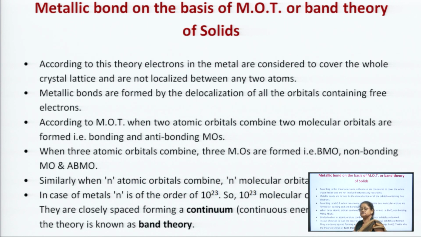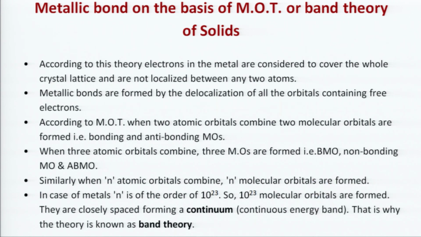Now according to this theory, the electrons in the metal are considered to cover the whole crystal lattice and are not localized between any two atoms only. Now, this can very well be understood, because in case of metals, the moment a little bit of energy is given, even energy from the visible radiation, these electrons very easily move out of their premises. And then metallic bonds are formed by delocalization of all the orbitals containing free electrons.